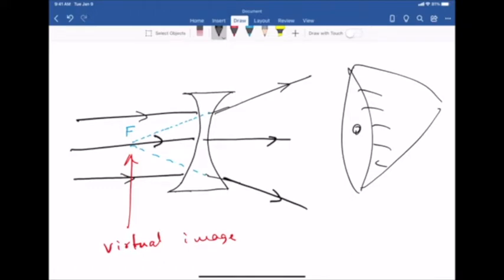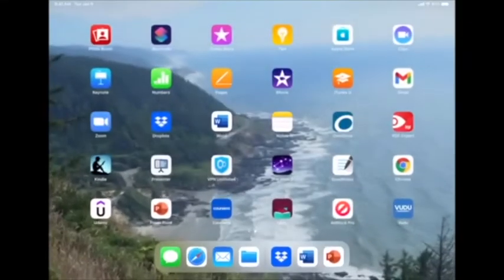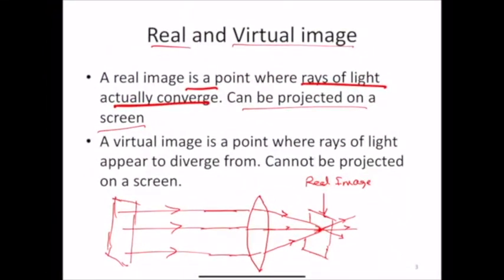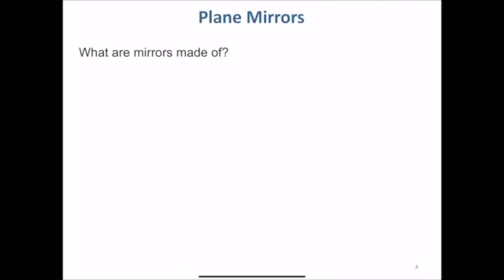So a virtual image is a point where rays of light appear to diverge from. And obviously a virtual image cannot be projected on a screen because the rays of light are actually not hitting that point. They just appear to diverge from that point. All right, so that's what a real and a virtual image is.